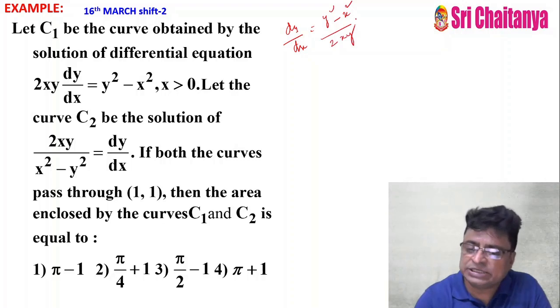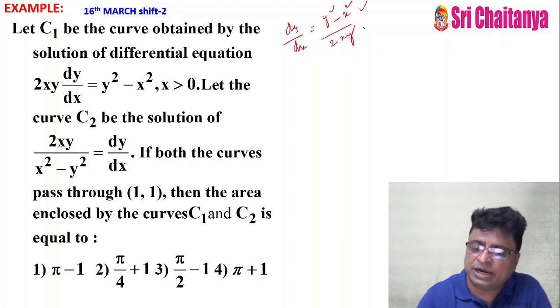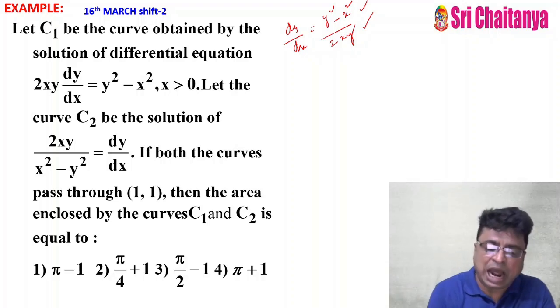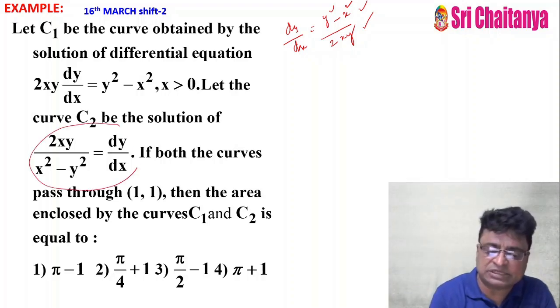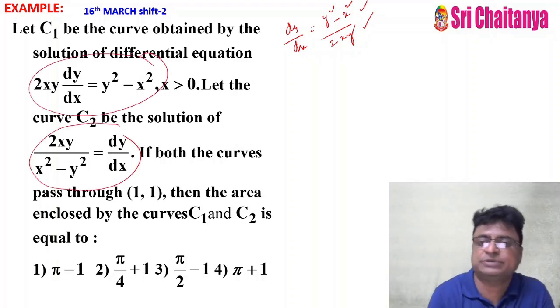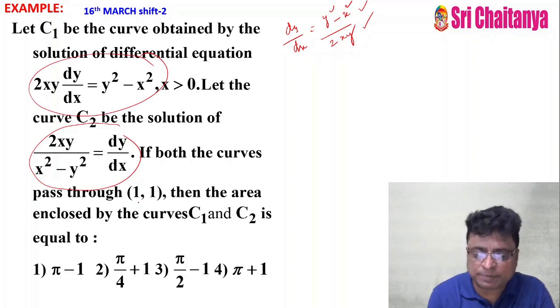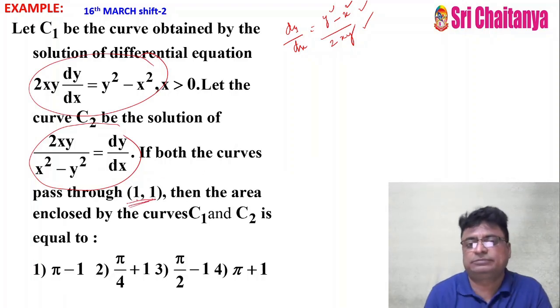So the numerator is of second degree in x and y, and the denominator is also of second degree in x and y. So both numerator and denominator are second degree in x and y, same degree. So it is a homogeneous differential equation. And C2 is another curve. This is about C1 and this is about C2. And both curves are passing through which point? 1, 1. Both are passing through 1, 1.